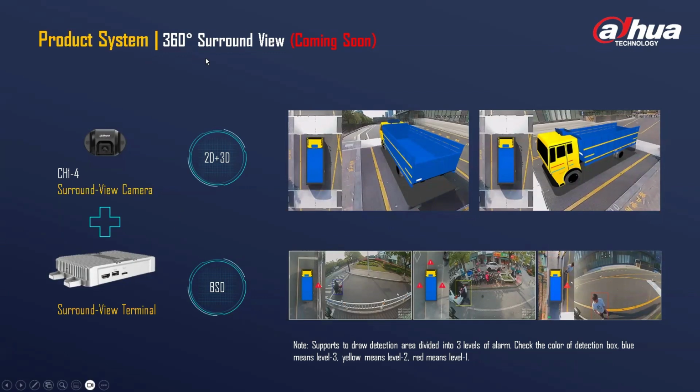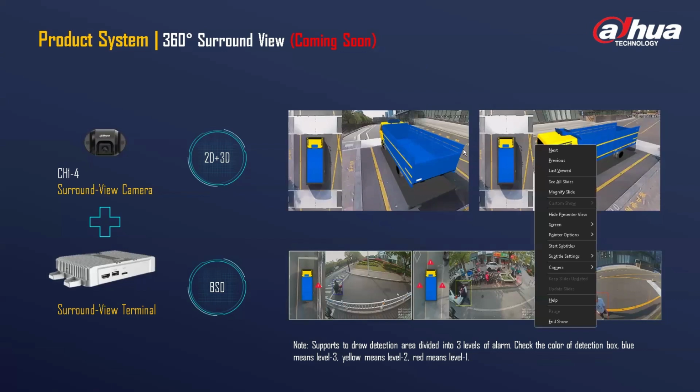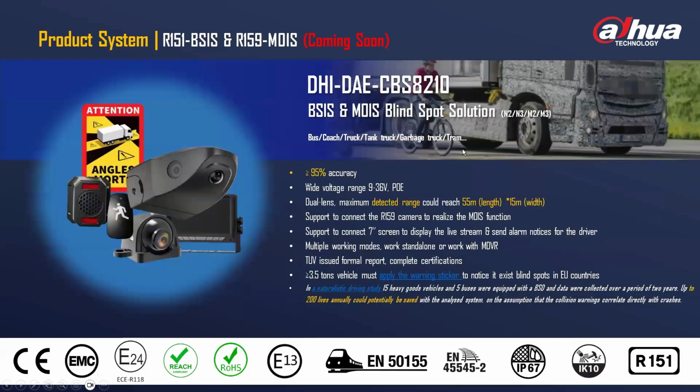Then we have the 360 degrees surround view camera. This is coming. And the objective is, it gives the driver this kind of view. It tells you this is your vehicle, but on the left, there is this, on the right, there is this. So it supports drawing detection areas divided on 3 levels of alarms. So we can check the color of the detection box and get warnings in the event there is imminent danger or threats towards the vehicle.